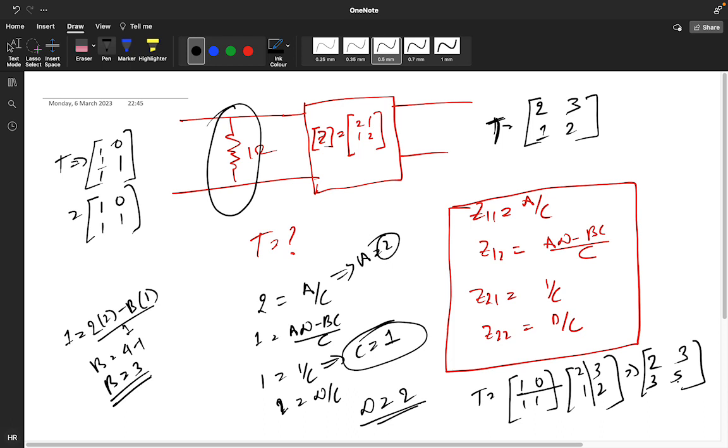And please go through the previous notes and remember these formulas. You have to derive these formulas again and again, then only can you correlate how z11 is coming as A by C, z12 is coming as AD minus BC by C, z21 is coming as 1 by C, and z22 is D by C.